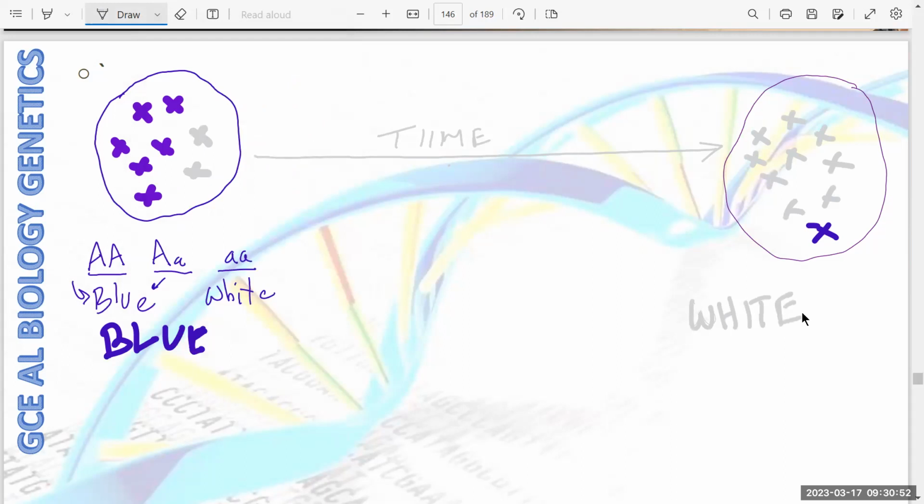More white flowers with time and more blue flowers in the past. So we can give some justification. Probably blue flowers are having some disadvantage when the environment changes. Then the white flower gets this advantage of being white, and they increase.